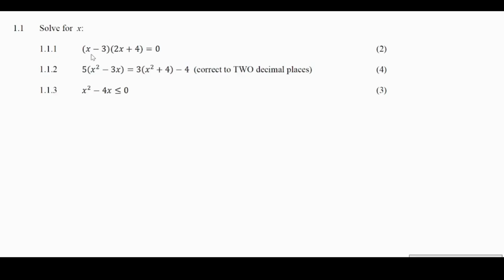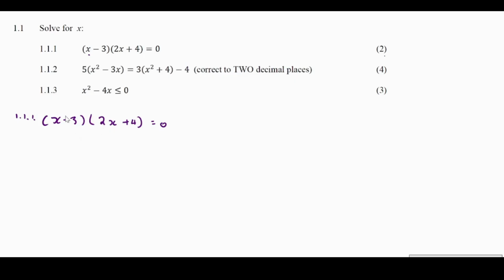In the first one, we are given x minus 3 into 2x plus 4, it is equal to 0. Guys, for 2 marks, the question says we must solve for x. So what do we do here? Let's write down 1.1.1. We have x minus 3 multiplied by 2x plus 4, all of this is equal to 0.